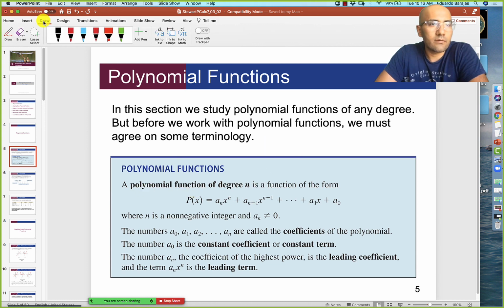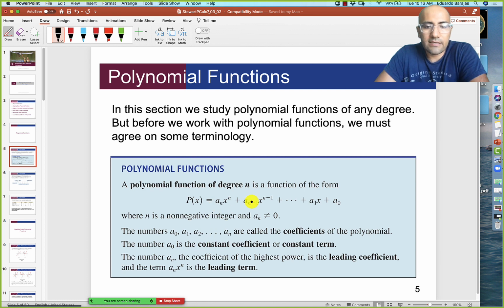So we have a polynomial of degree n going down with the coefficients in front, subscripted by the n as well to match with the exponent of each variable. So this is the coefficient in front of the term x to the nth power. A sub n minus 1 is the coefficient in front of the term that has x to the power of n minus 1, and so on and so forth.